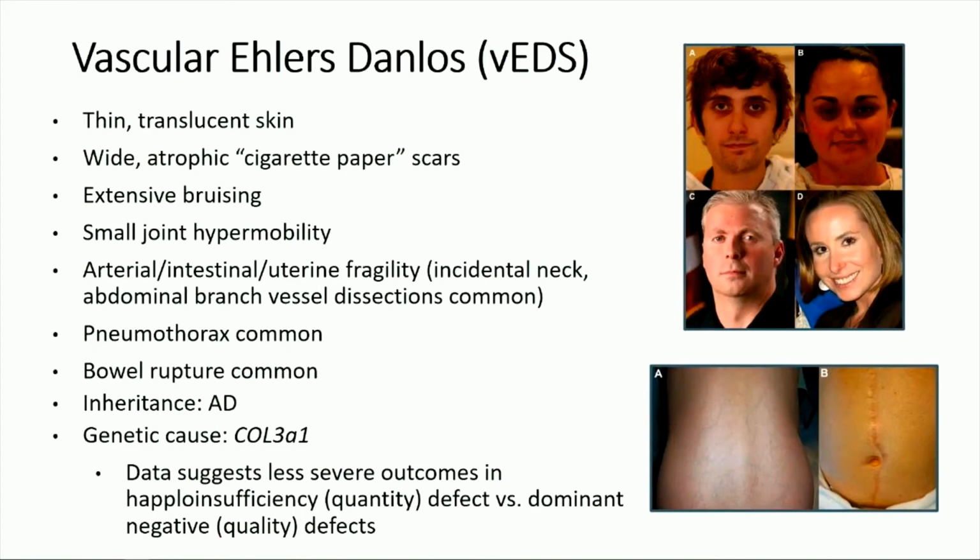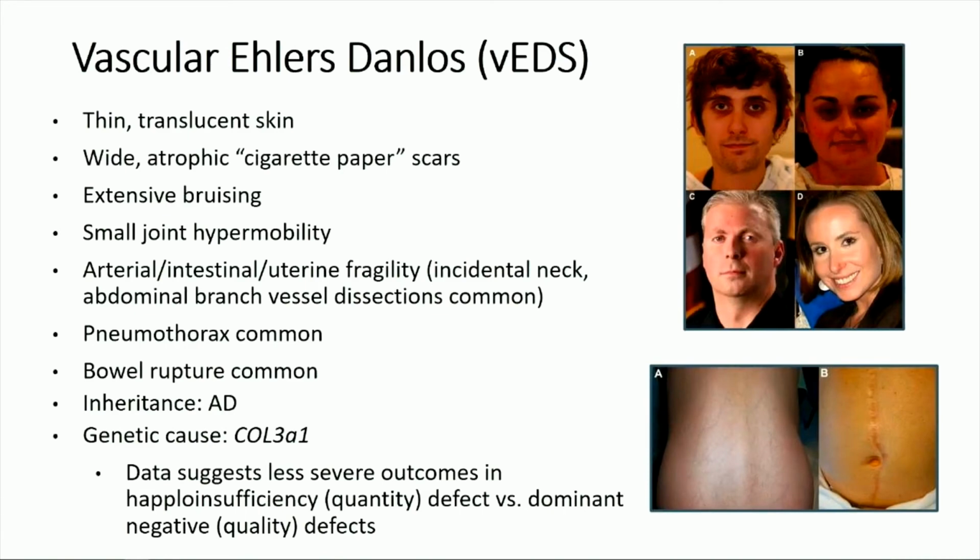Very common in this disorder from a vascular standpoint is arterial fragility. So many of these people have asymptomatic dissections in the neck vessels or in the iliacs or the abdominal vessels. There can also be hollow organ rupture, which is probably the most common in this compared to anything else, especially bowel rupture. And so presenting with significant abdominal pain should be taken very seriously in this population.